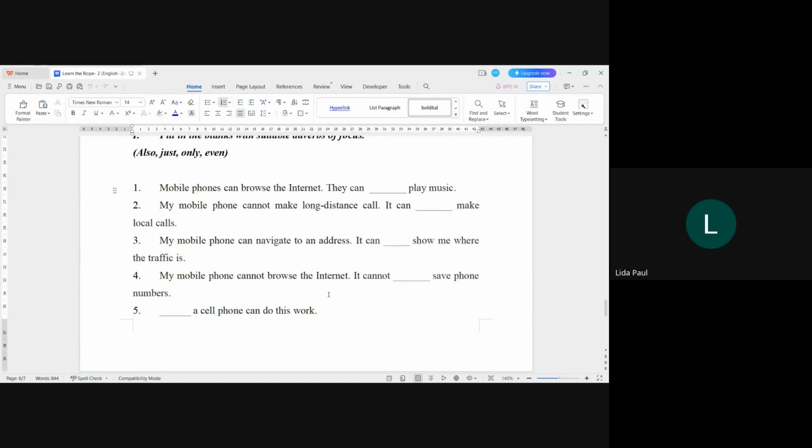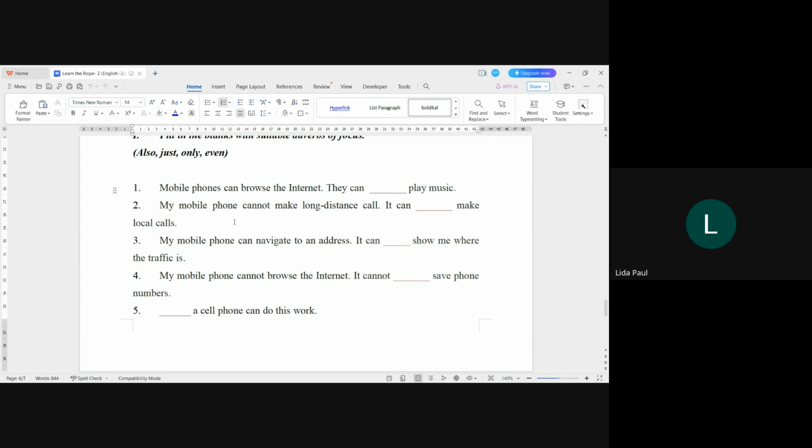Can we use "just" here instead of "only"? Yes, ma'am, in the same sense. So as a limiting factor, if you're using the focus adverb as a limiting factor, you can use either "just" or the adverb "only." Okay. Right. So it can only make local calls. It can just make local calls. Same meaning, limiting factor.